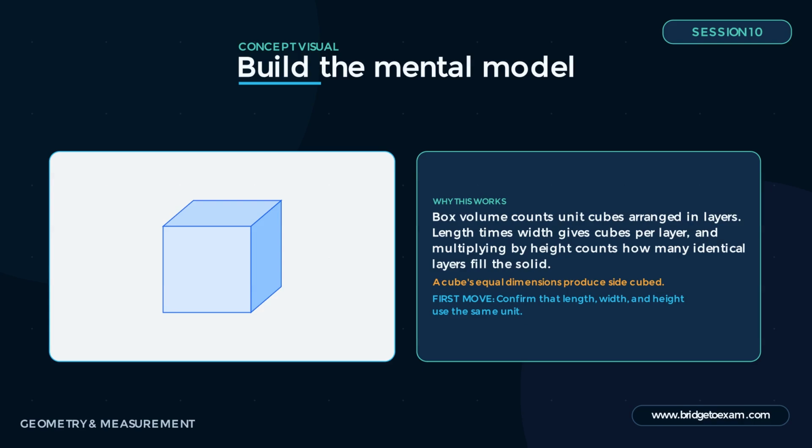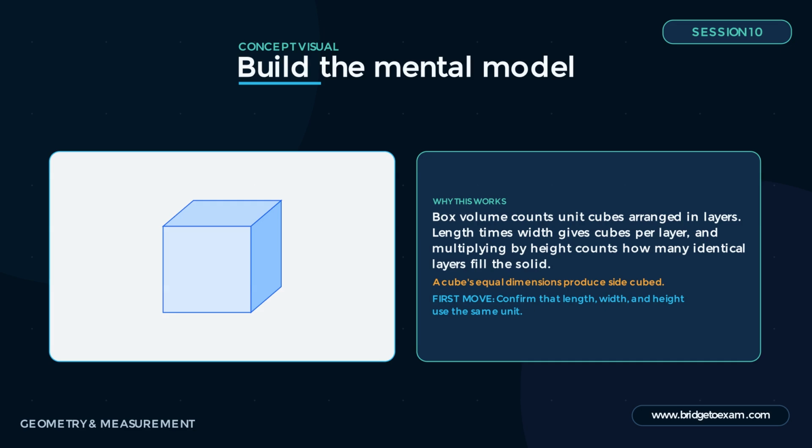A storage bin measuring 6 feet by 4 feet by 3 feet holds 72 feet cubed. If its length doubles while width and height stay fixed, its capacity doubles to 144 feet cubed. Box volume counts unit cubes arranged in layers. Length times width gives cubes per layer, and multiplying by height counts how many identical layers fill the solid.